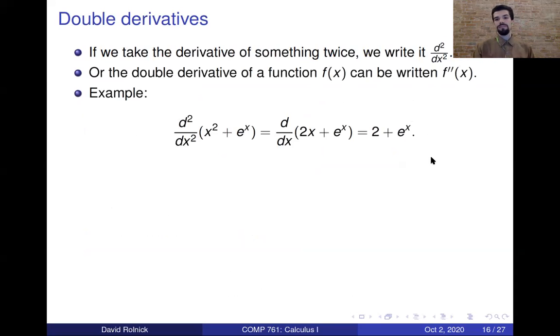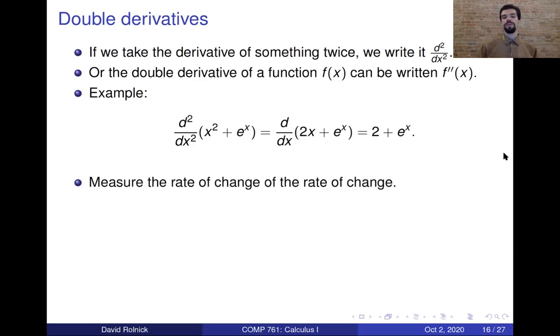As an example of what double derivatives are like, we can take the double derivative of x squared plus e to the x. If we take the derivative once, the first thing becomes 2x. The second just stays at e to the x, because the derivative of e to the x is e to the x. And then when we take the derivative again, the e to the x again stays, and we get 2 plus e to the x.